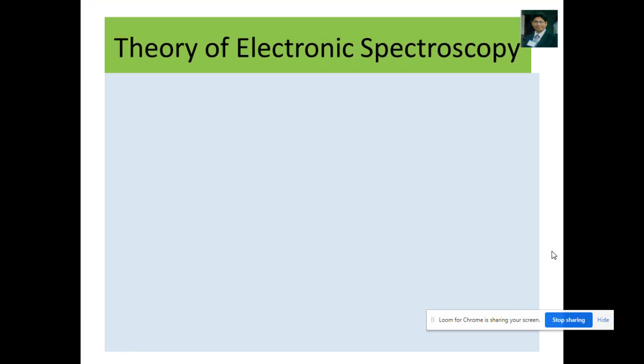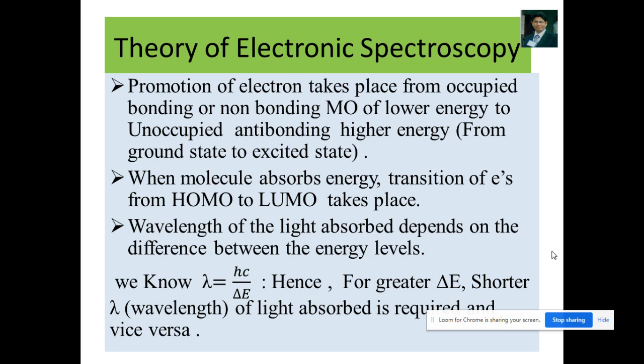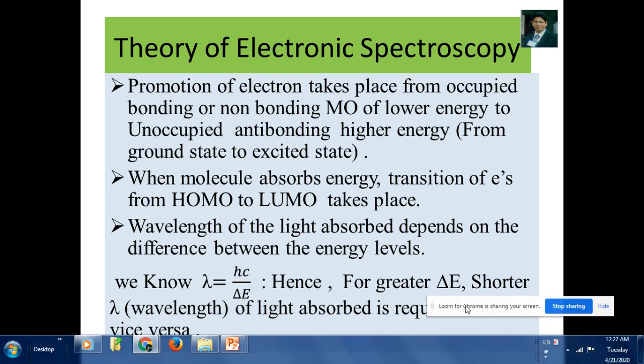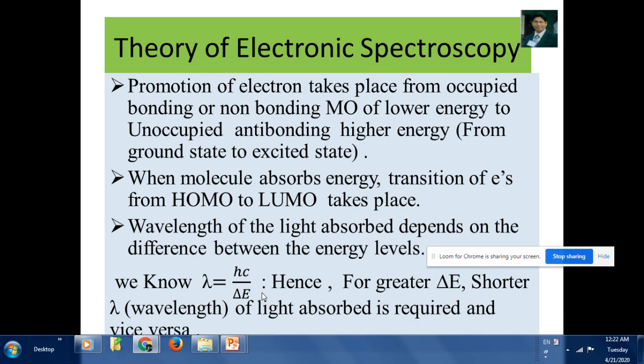Theory of electronic spectroscopy. Promotion of electron takes place from occupied bonding or non-bonding molecular orbital of lower energy to unoccupied antibonding higher energy, from ground state to excited state. When a molecule absorbs energy, transition of electrons from HOMO to LUMO takes place. Wavelength of light absorbed depends on the difference between the energy levels. We know lambda is equal to hc by delta E.